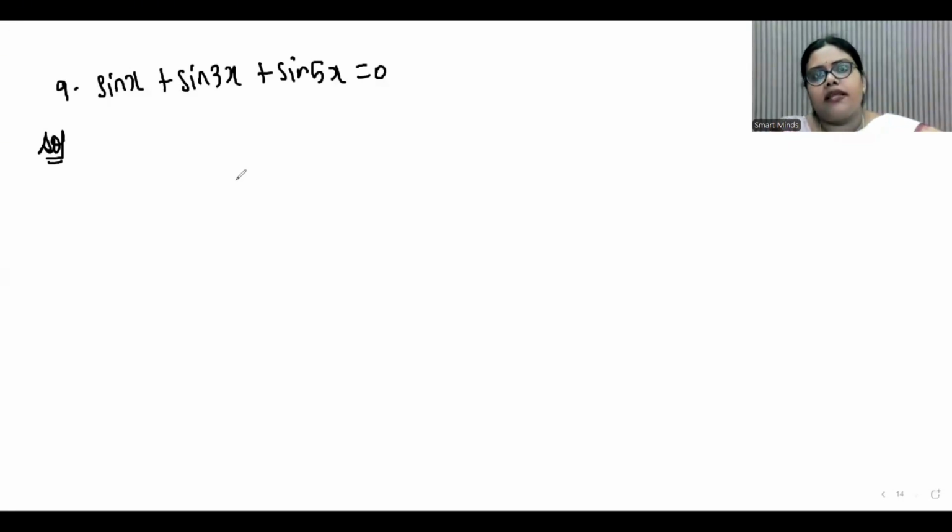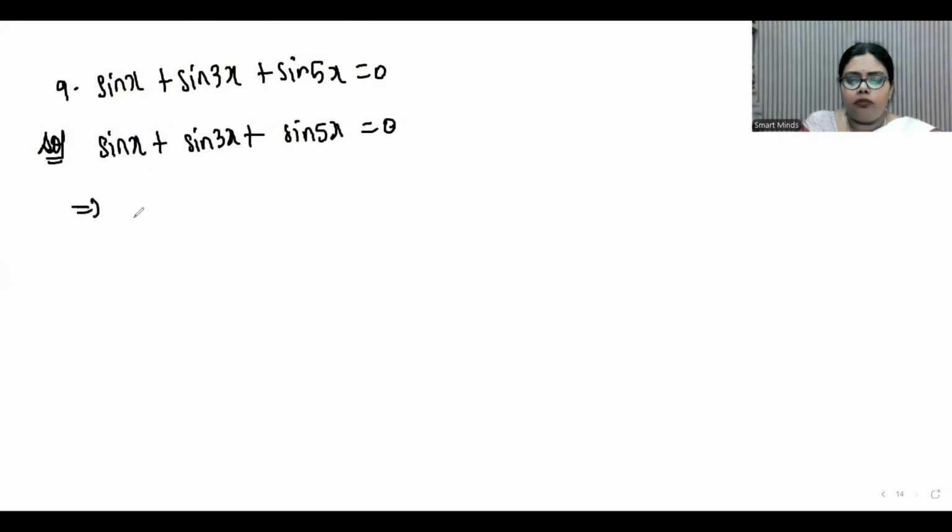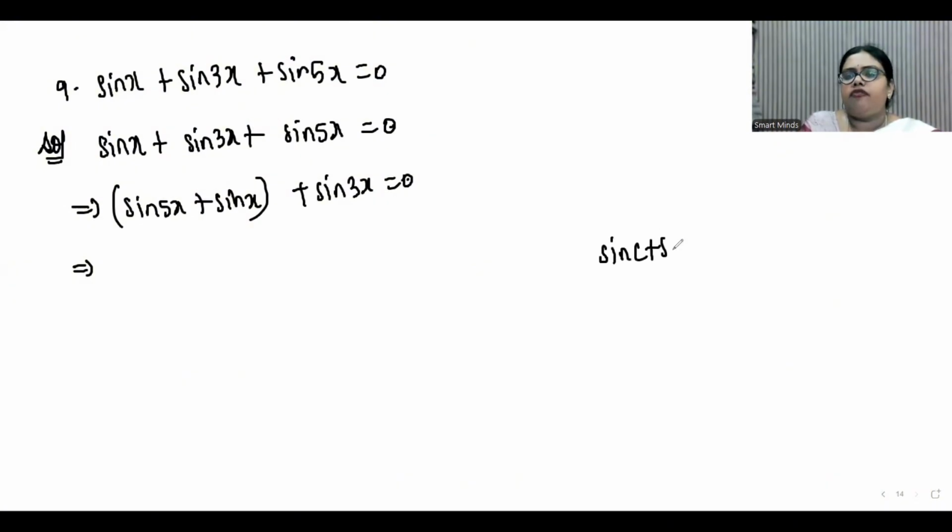Take the next question. Sin x plus sin 3x plus sin 5x equals to 0. So we will write down in the solution sin x plus sin 3x plus sin 5x is equal to 0. Now first we will group this: sin 5x plus sin x, plus sin 3x is 0. Now we apply sin c plus sin d. What is the sin c plus sin d formula? 2 sin (c plus d)/2 cos (c minus d)/2.